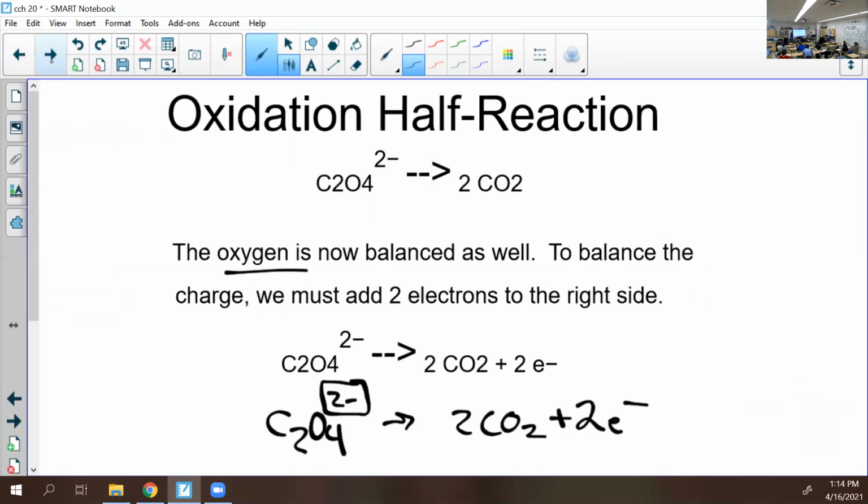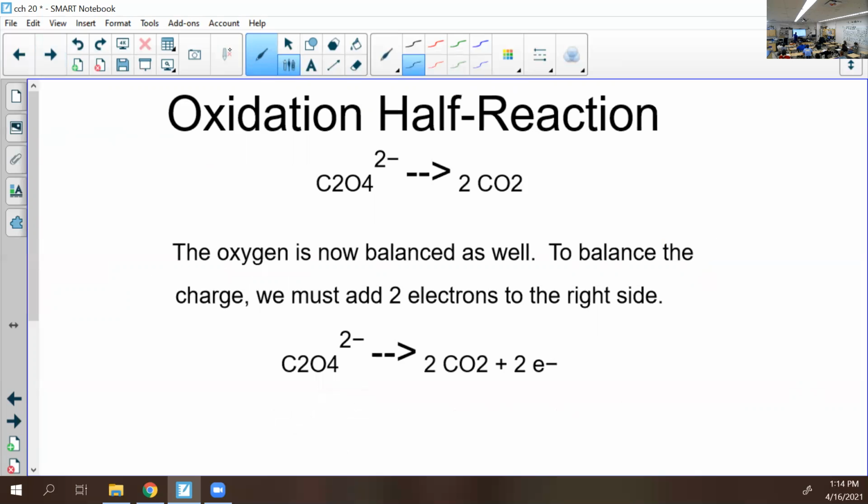Next. The oxygen is now balanced as well. So if you look at the oxygens, you had 4, but when you doubled CO2, you now have 4. Now before this wasn't here, right? That was not there before.